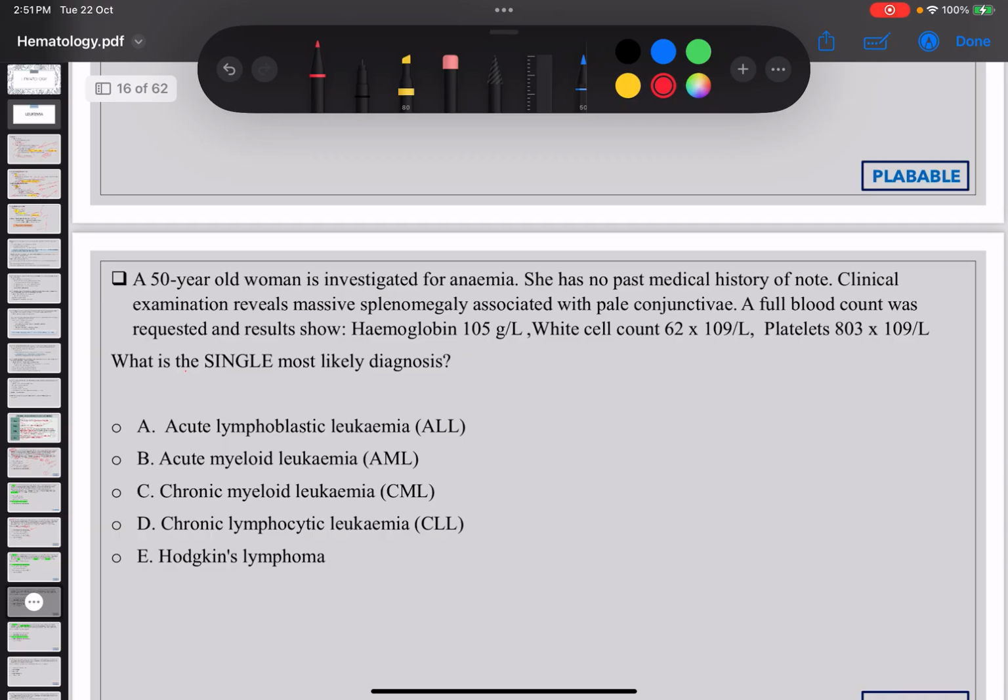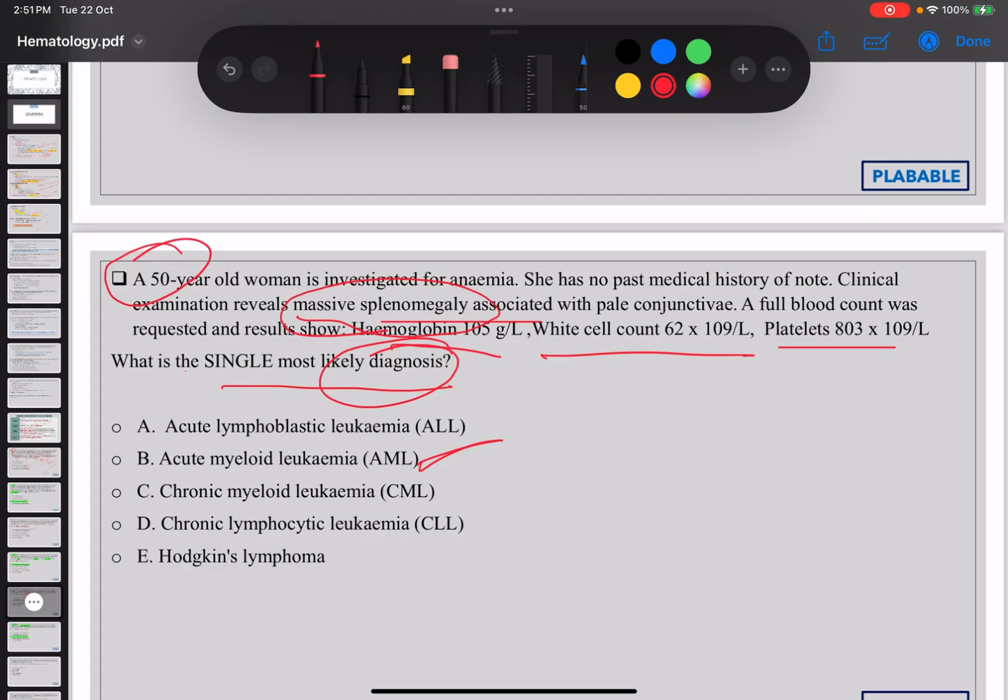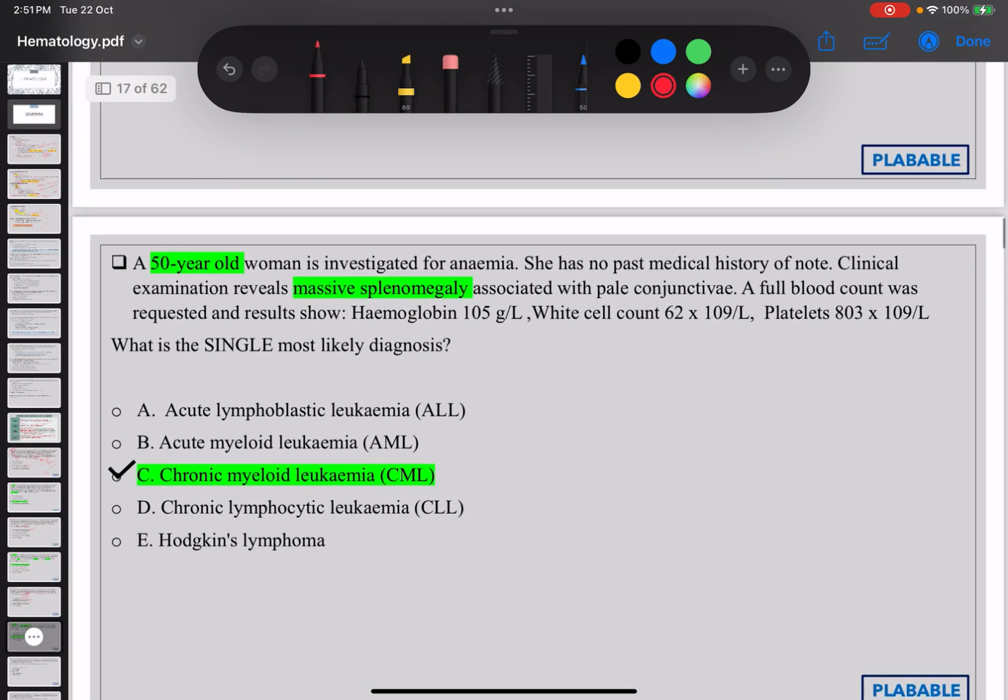Our next question asks for the single most likely diagnosis. The previous lines show platelets high, WBC high, hemoglobin low, and massive splenomegaly, in a middle-aged patient. So the diagnosis will be AML, nothing else. Sorry, not AML actually, it's CML, because of the massive large spleen.